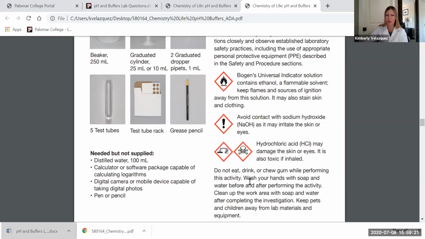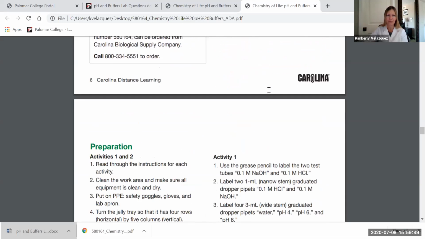Okay, you are working with a strong acid today, hydrochloric acid, and a strong base, sodium hydroxide. These are both toxic. Do not chew gum while doing the lab. Do not eat or drink anything while you're doing the lab. Really make sure you wash your hands well after, even though you're wearing gloves. Please be very careful with these chemicals today. Also, the pH indicator that we're using today is flammable, so please be really careful when you're doing the lab.